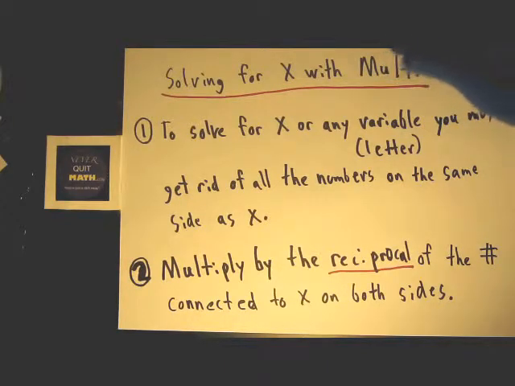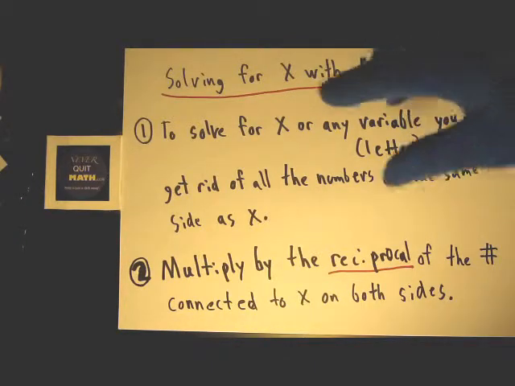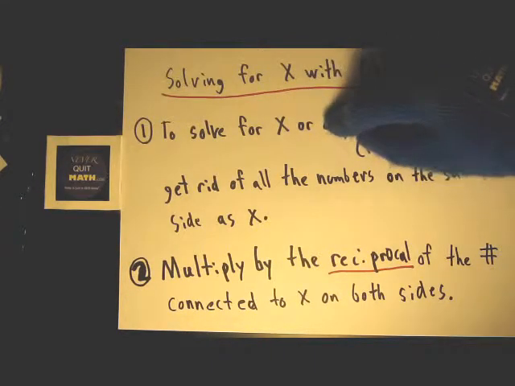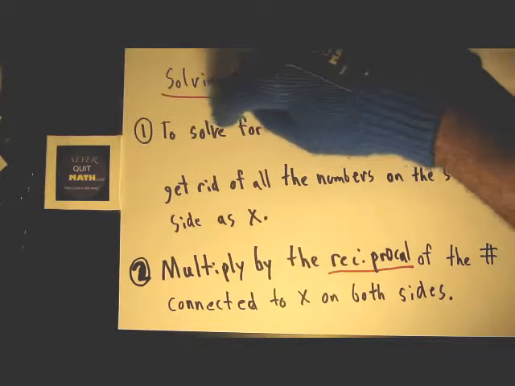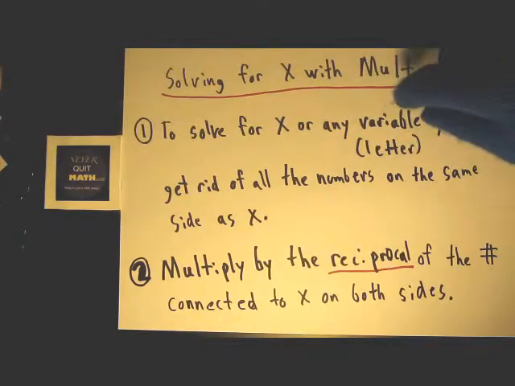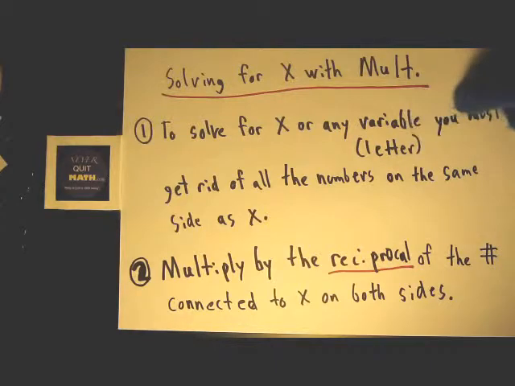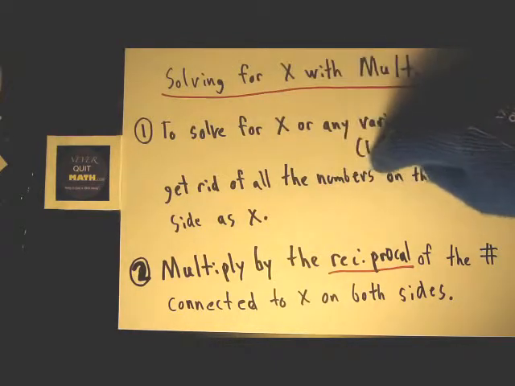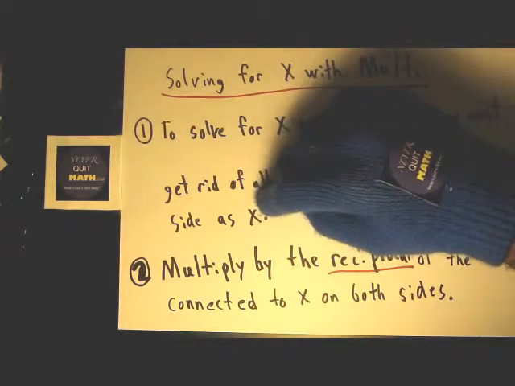So today we're doing solving for x with multiplication. It's just multiplication here because, as you're going to see later on, the way we do it with multiplication works for division as well. It's two main steps. First step is just like addition and subtraction. To solve for x, or any variable, which is just a letter, you must get rid of all the numbers on the same side as x. That's straightforward. In other words, we want x by itself.